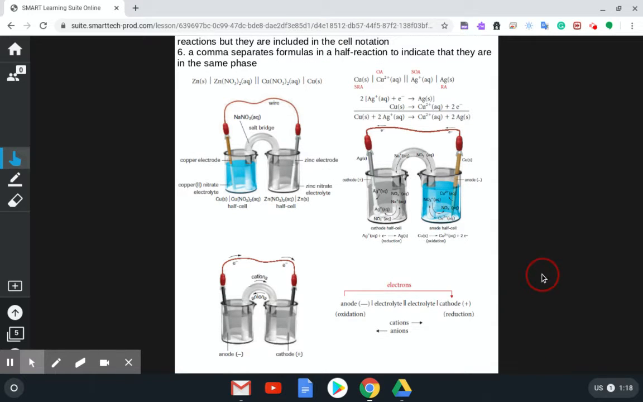Overall, we always have our anode and our cathode. It doesn't matter which side you put them on. You just make sure you always label your cathode as positive and anode as negative. Electrons are always flowing towards the cathode, and then label your direction of cations and anions.